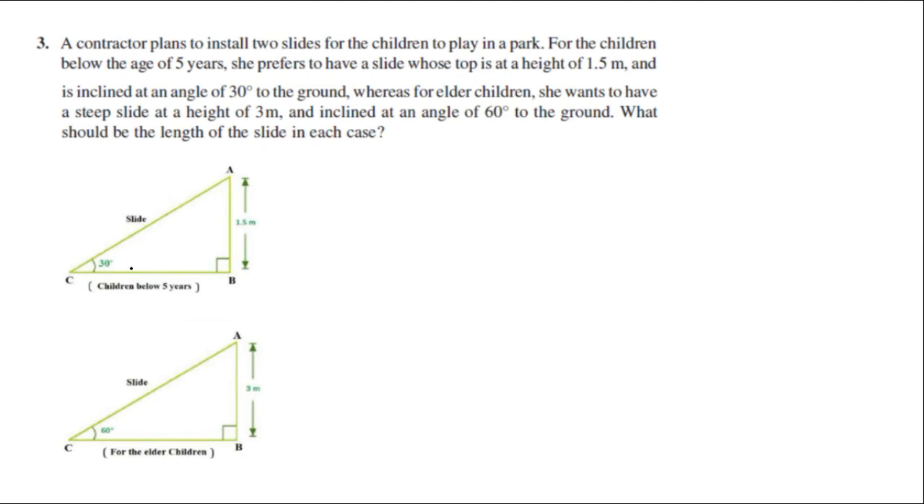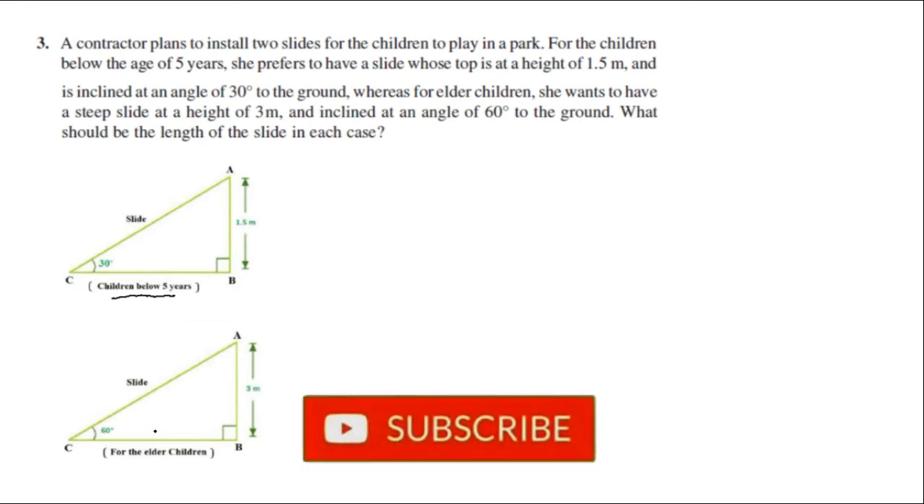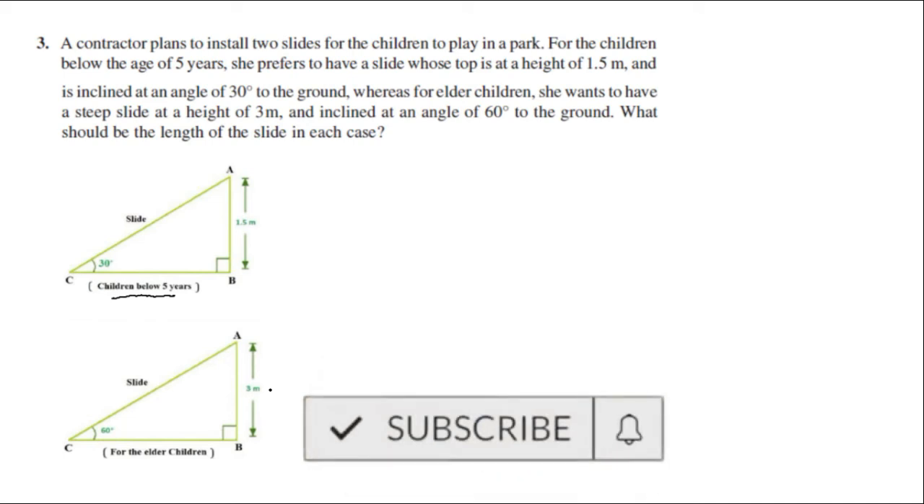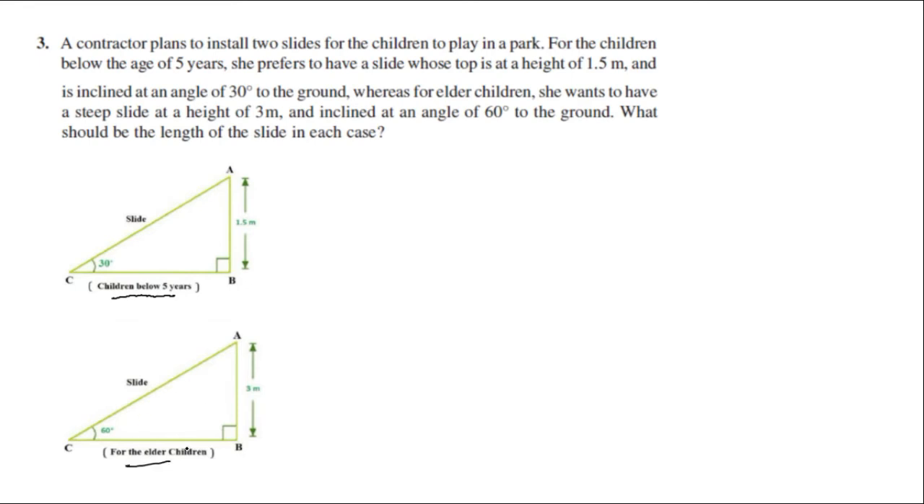Here I have drawn 2 different figures. One is for children below 5 years. The angle inclined is 30 degree and the height of the slide is 1.5 meters. Another figure for elder children, the angle inclined is 60 degree and the height of the slide is 3 meter. Now we need to find the length of the slide in both these cases.